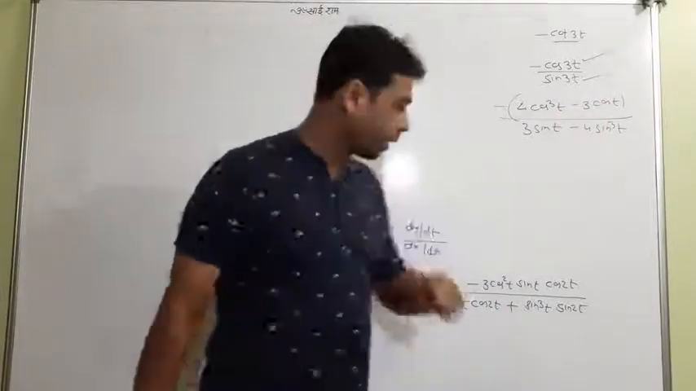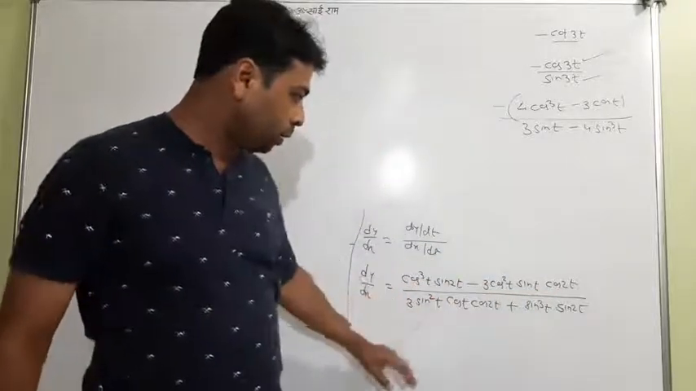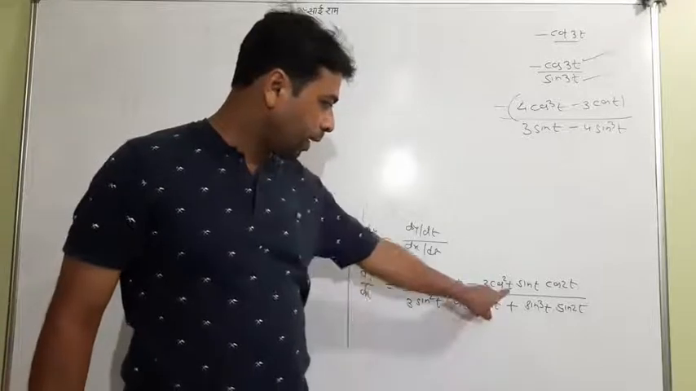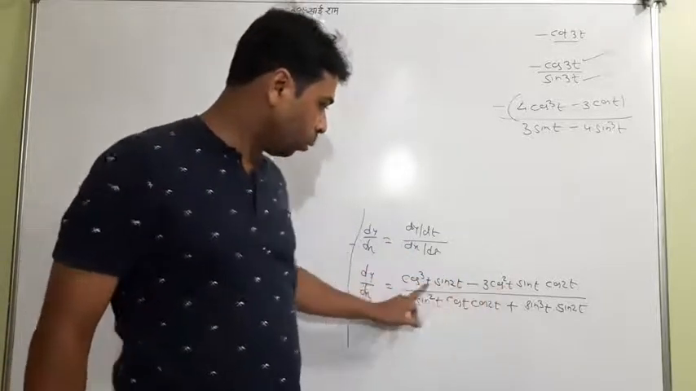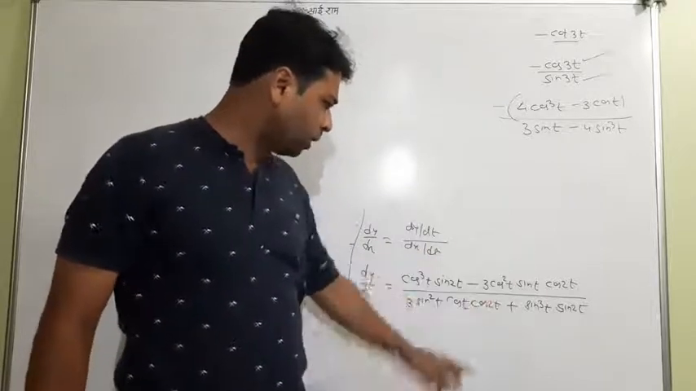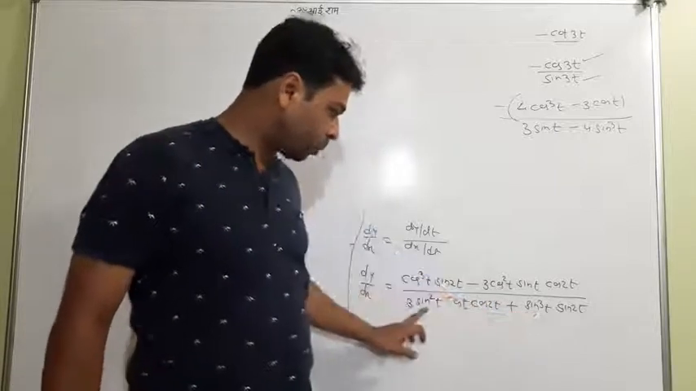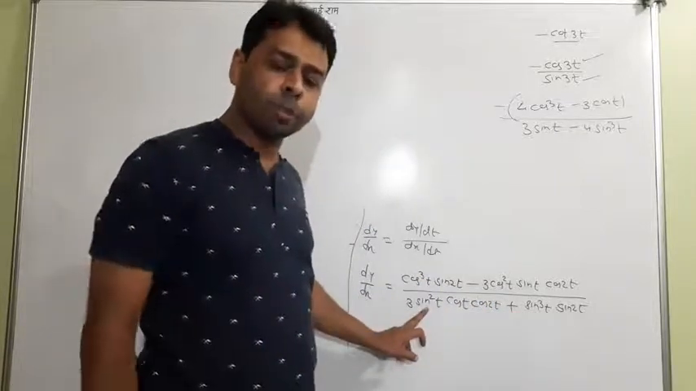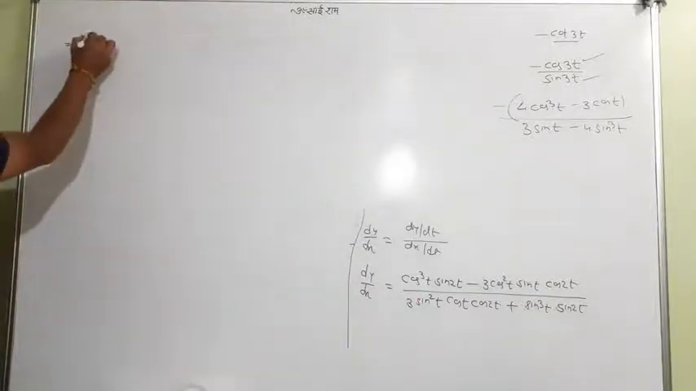So how to start? First take out common. Look very carefully. You will get each and everything. First I'll take common cos square t from cos cube t and cos square t. Sin square t is common from sin cube t and sin square t. So let me take out common first. First I'll take common cos square t.